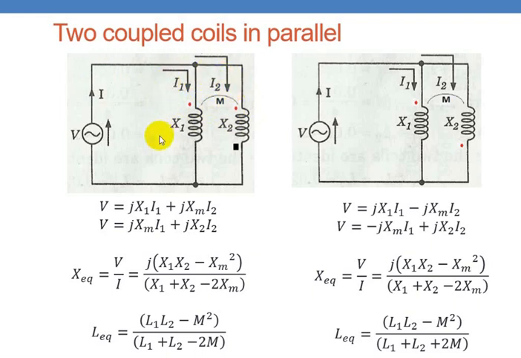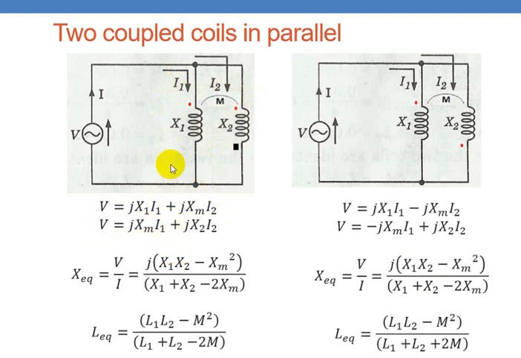For the given current directions, now let us write the voltage equation. The voltage across this inductor will be equal to the self-inductance voltage plus the mutual inductance voltage. That is, the self-inductance voltage is jX1 into I1, and the mutual inductance voltage in this inductor due to the current I2 will be plus jXm into I2. Why are we writing plus here? Because current in both the coils is entering the dotted terminal. So you have to write plus here.